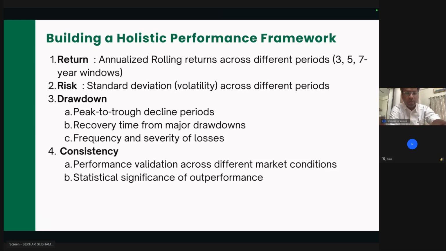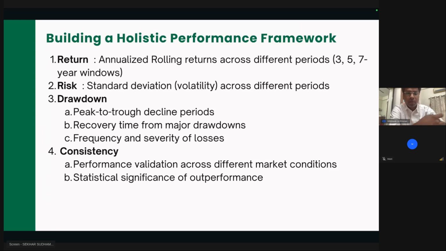And the last metric one should pay heed to is consistency. Each strategy or fund or index has a particular cyclicality, or they work under certain market conditions. So we should know which strategies or funds are cyclical in nature, and which are secular in nature, which are agnostic to the time frames and agnostic to the market conditions.